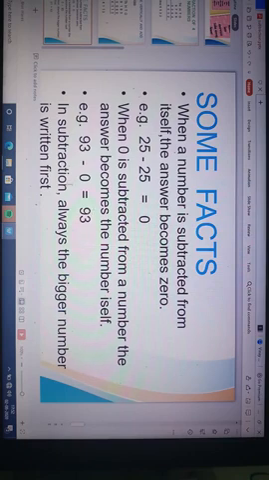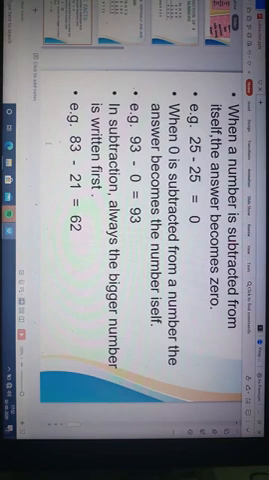And third is, in subtraction, the bigger number is always written first. For example, 83 minus 21 is equal to 62. We can't subtract 83 from 21. We will have to write down the bigger number first. Is it clear, students?